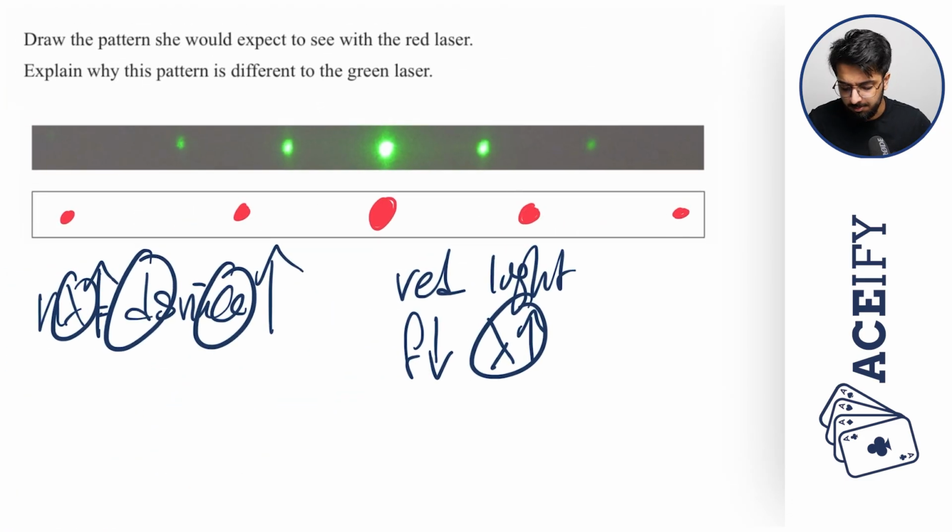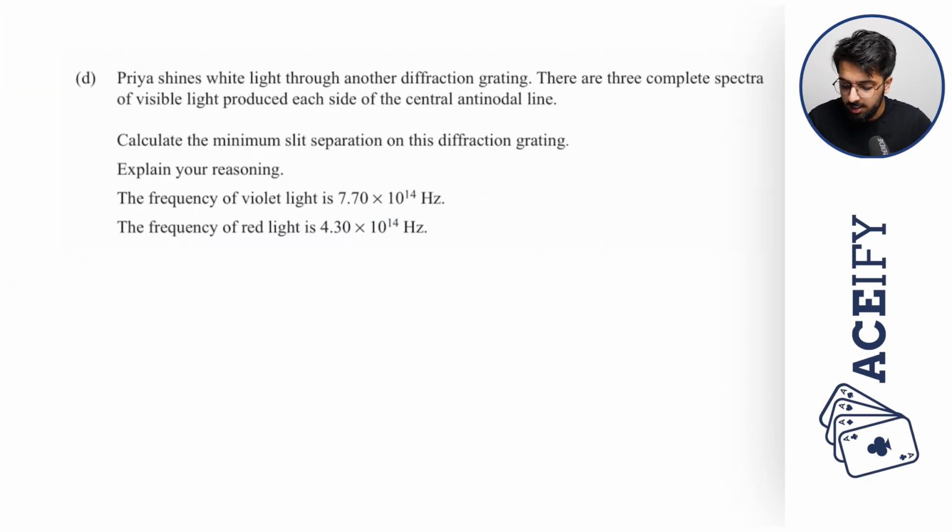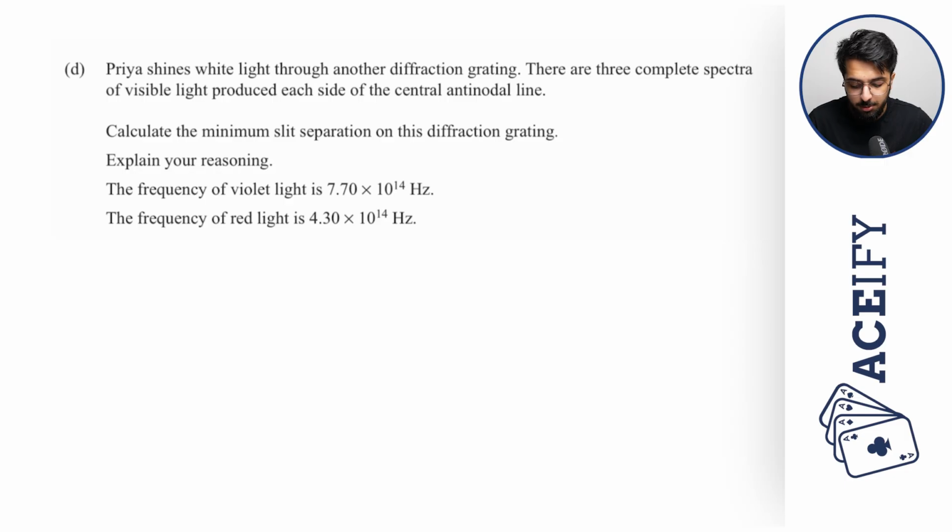Priya shines white light through another diffraction grating. There are 3 complete spectra of visible light produced on each side of the central antinodal line. Calculate the minimum slit separation of this diffraction grating and explain your reasoning. The frequency of violet light is 7.7 times 10 to the 14 Hz, and the frequency of red light is 4.3 times 10 to the 14 Hz.